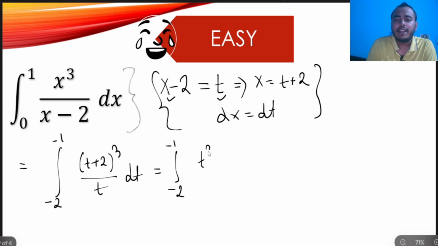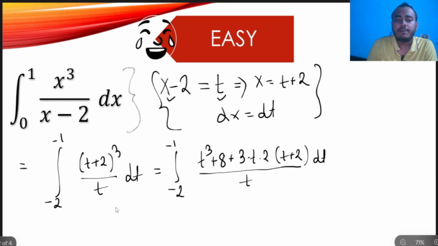You can simply expand it like t cube plus 2 cube, which is 8, and then 3 into t into 2 times t plus 2, right? And this is divided by t dt. Now, if I simplify it further, I would get, from minus 2 to minus 1, t cube by t, which is t square. Then 8 by t, that is something which is going to trouble us. Then we have 3t square into 2, which is 6t square by t, which is 6t. And then we have 3 into 2 into 2, which is 12t by t, which is 12 dt.